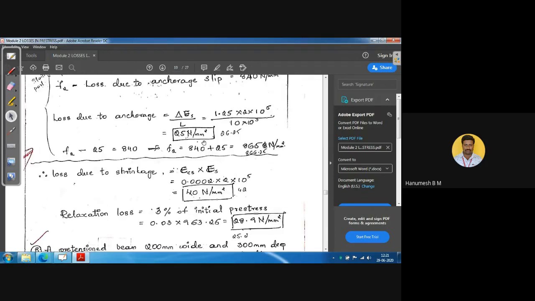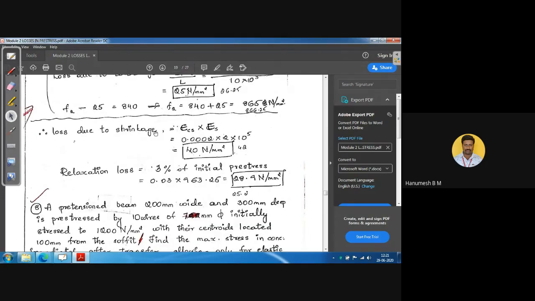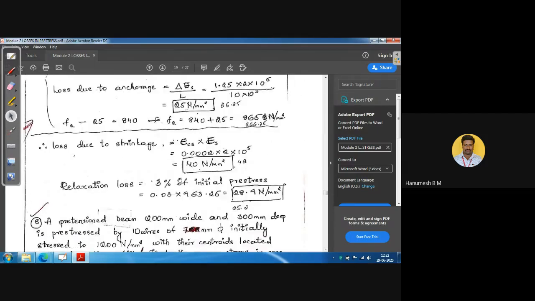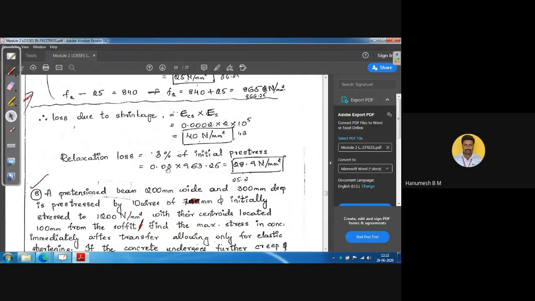Now you can also calculate the loss due to shrinkage: strain of shrinkage multiplied by Young's modulus of the steel. 0.0002 into 2 into 10 raised to 5. It is 40 Newton per mm square. Relaxation is 3% of the initial stress. What is the initial stress? Now the initial means F1 here. F1 is 963.25 into 3%. 3 divided by 100, it is 0.03 into 963.25, which is 28.9 Newton per mm square. These are the losses due to shrinkage and relaxation.